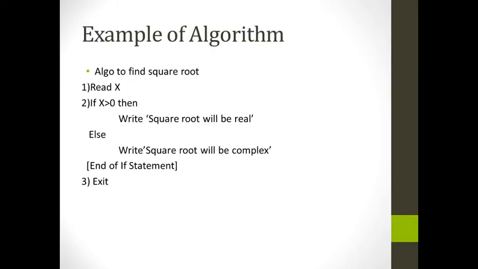For example, if we want to find the square root of any number, in our example there are three steps. First one, read x variable. X variable means we read the value of x. In the second step, we find whether the square root will be real or complex by comparison. And the third one is exit. It shows the end of our algorithm.